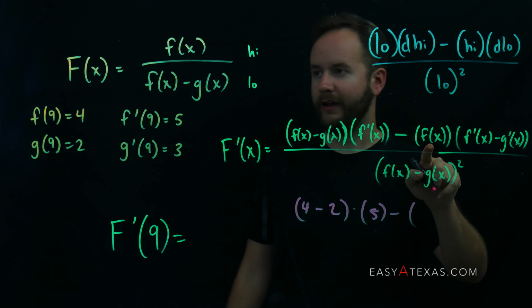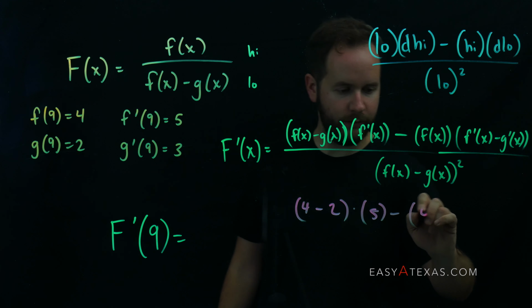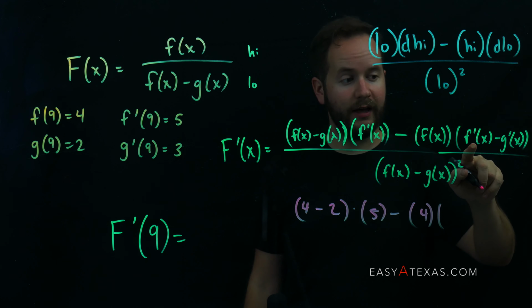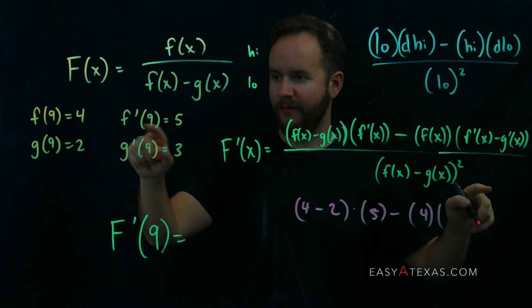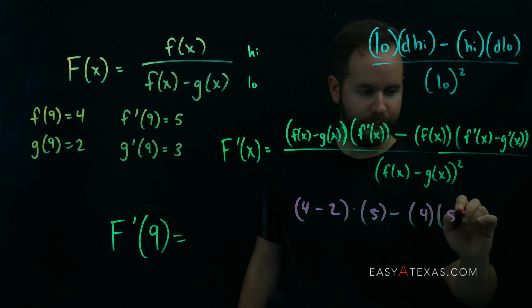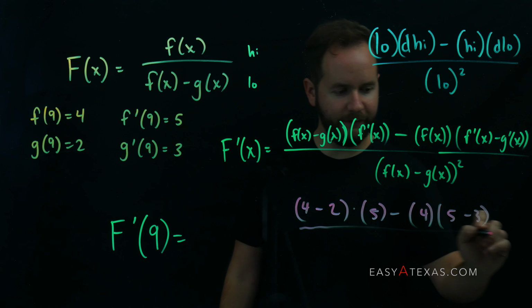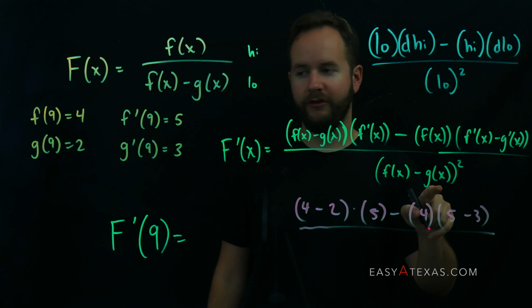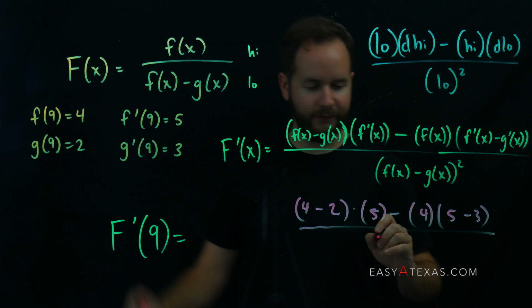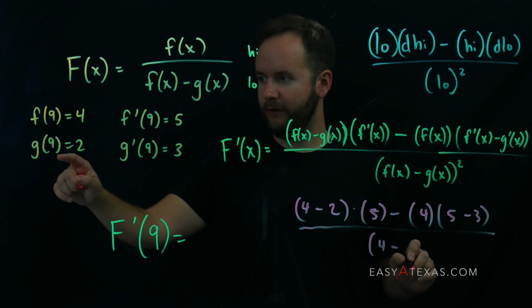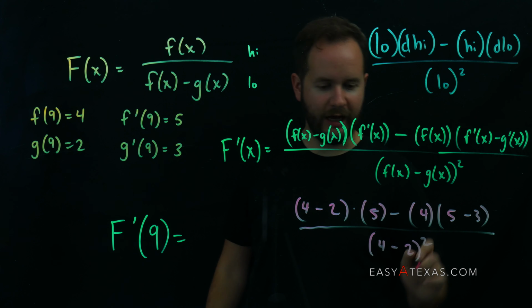Minus f of x, or f of 9. F of 9 is 4. Times f prime of 9 minus g prime of 9, that would be f prime of 9 is 5 minus 3. All divided by f minus g squared. F of 9 is 4. G of 9 is 2. I need to square that whole thing.